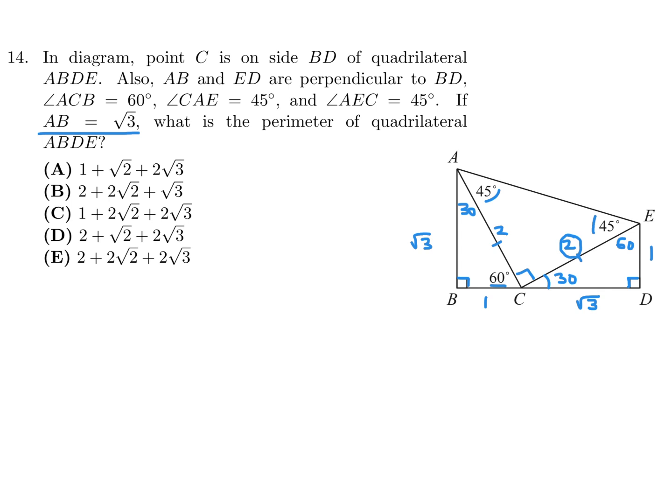Okay, so we're almost done. We just have to figure out this AE. AE using Pythagoras will be 2 squared plus 2 squared, which looks to me like 8, and therefore AE is 2 root 2. We take the square root of that.